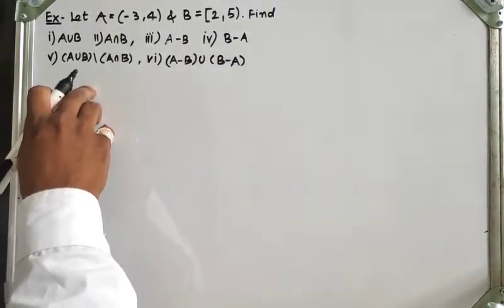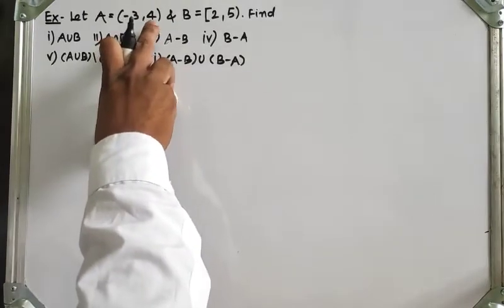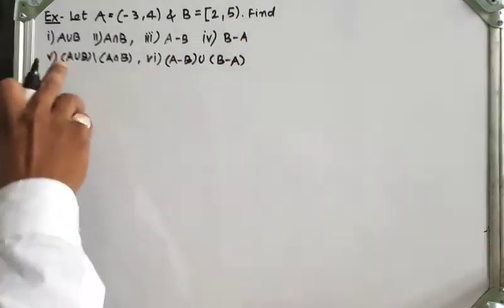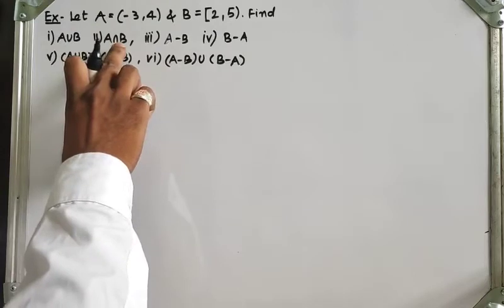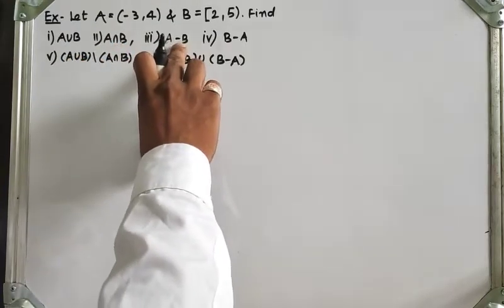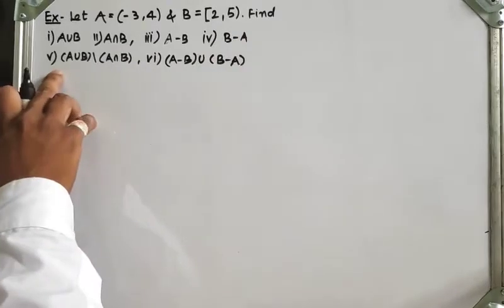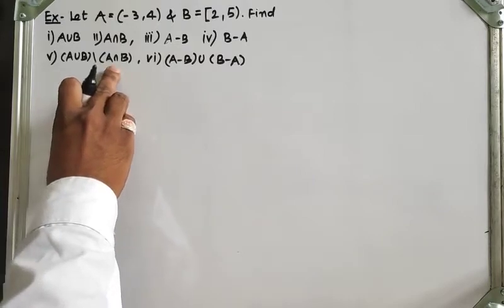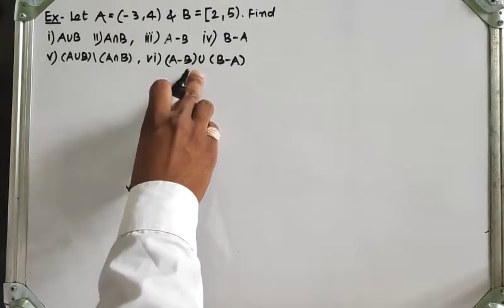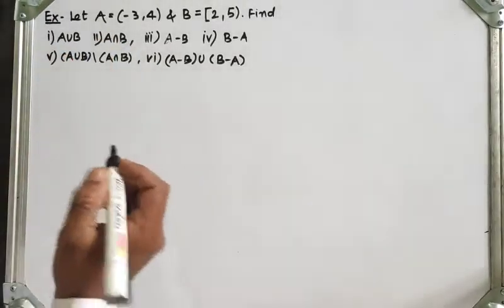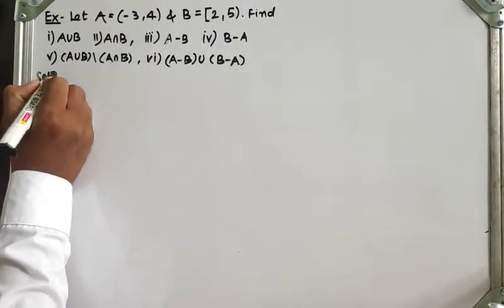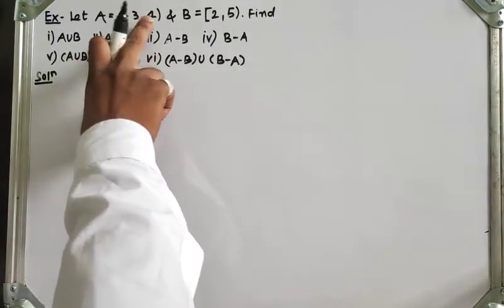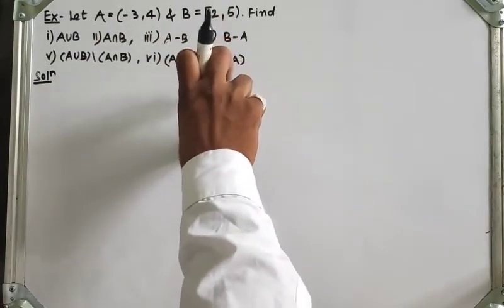We are given A as the open interval -3 to 4 and B as the closed interval 2 to 5. Then we have to find first their union, their intersection, the difference set A minus B, B minus A. Next is A union B minus A intersection B, and next is A minus B union B minus A. So, solution. What is given here is a real line, open interval -3 to 4 and B is from 2 to 5.